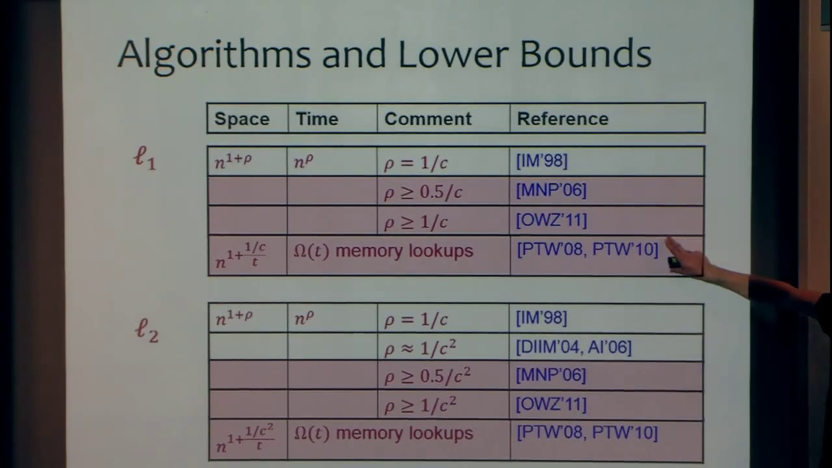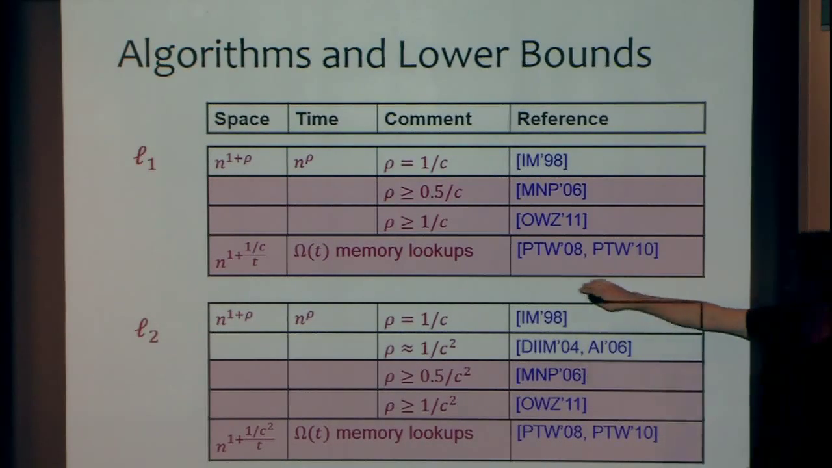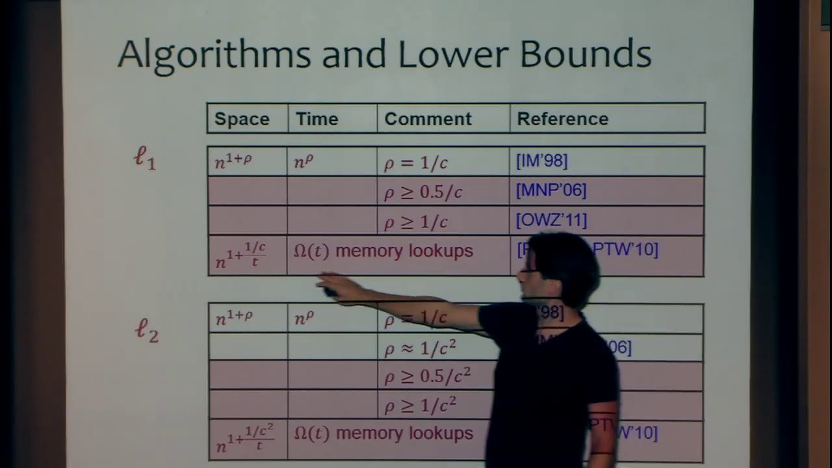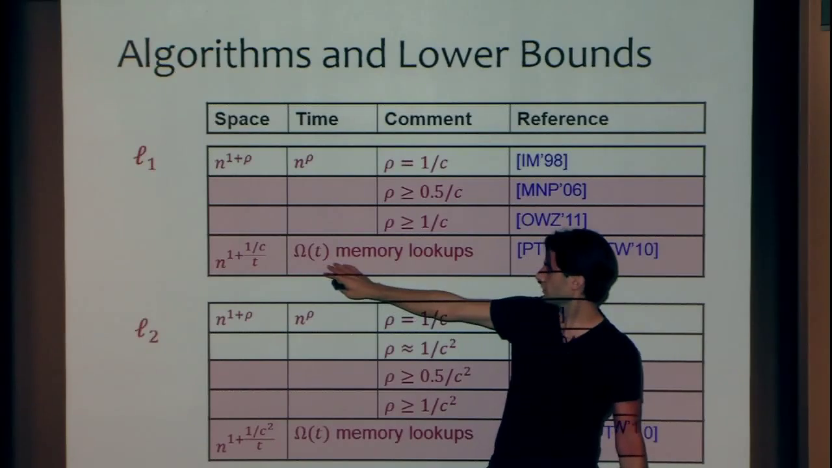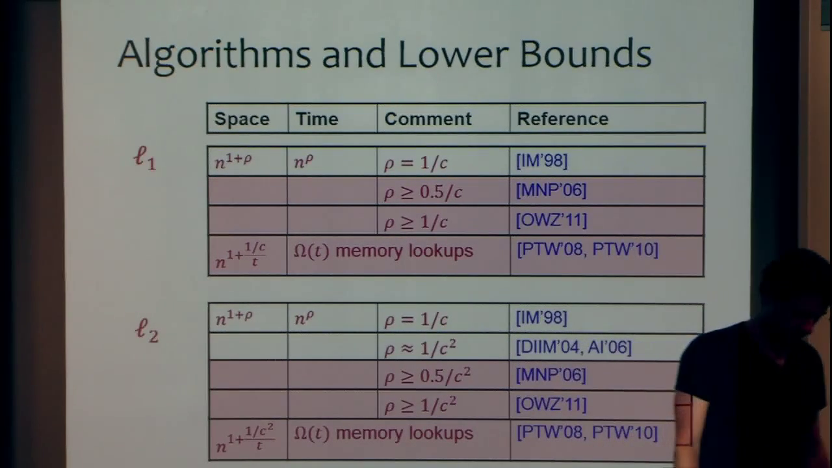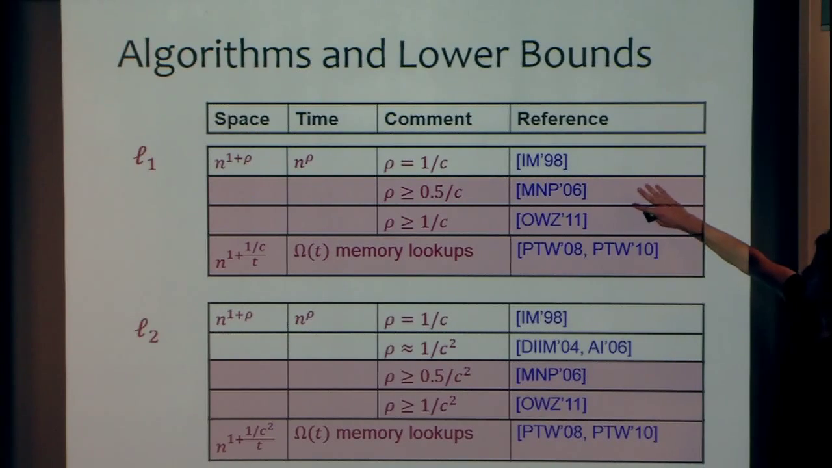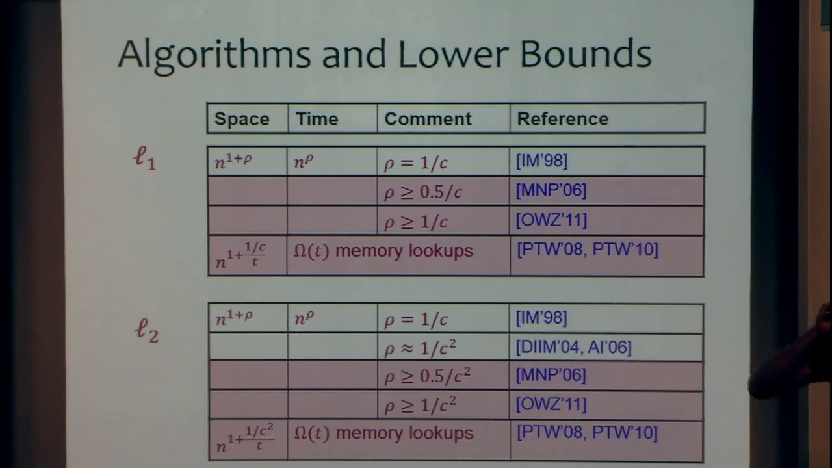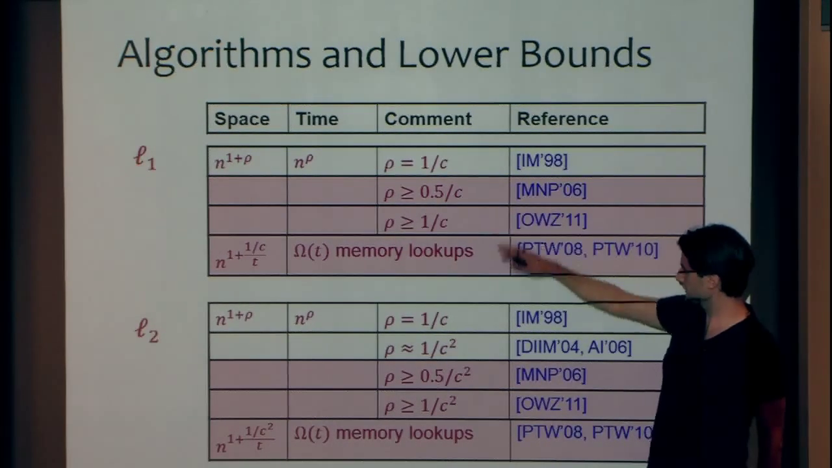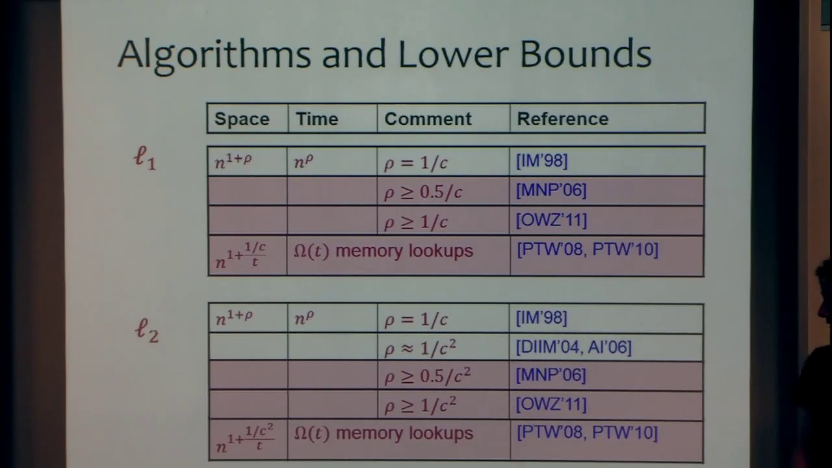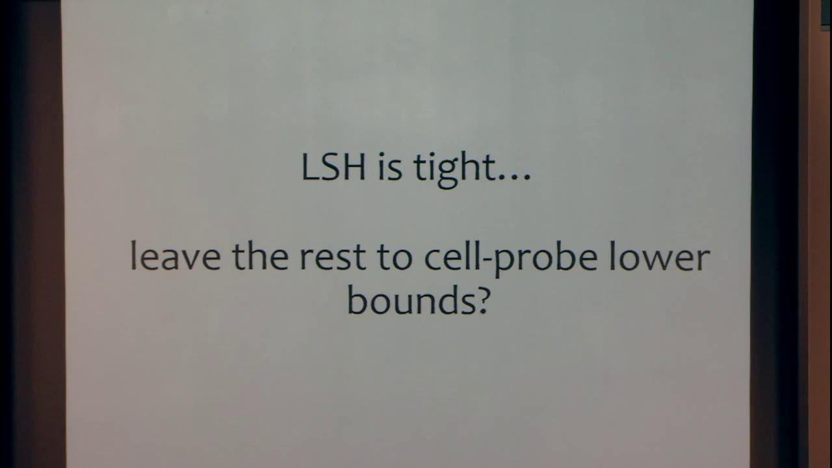There are also results for cell-probe lower bounds, by Panigrahy, Talwar, and Wieder, which essentially show that if you want space less than this, and this is a trade-off, then you need a super-constant number of memory lookups, cell probes. I won't go into cell-probe lower bounds, but this is what I want to point out: for locality-sensitive hashing, for these space partitions, for this definition of taking a hash function to partition the space, this is tight, right? This rho, say 1 over c, and here 1 over c squared, is tight. Okay, so LSH is tight, and is the only thing left here to prove tight cell-probe lower bounds? Is that all?